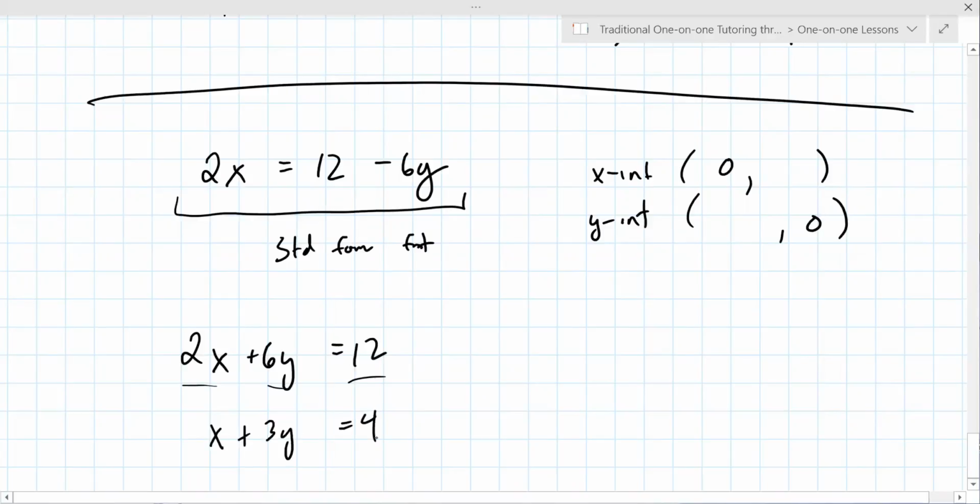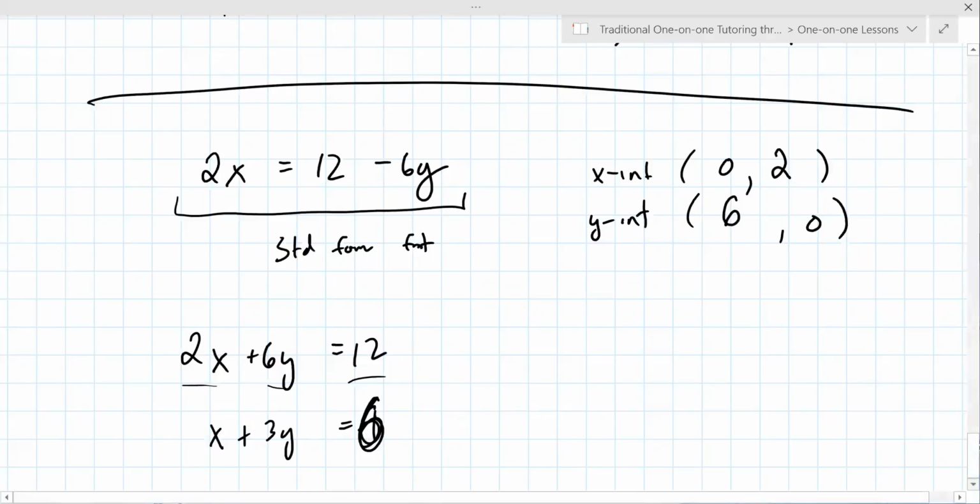Which leaves it with x plus 3y equals 4. Very good. I'm sorry, I wrote the wrong number. It's a 6. So x plus 3y equals 6. When x is 0, 3y equals 6, so y is 2. And when y is 0, you cover up this term right here, it goes away, and x equals 6.